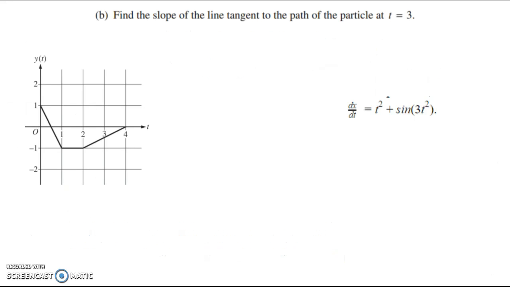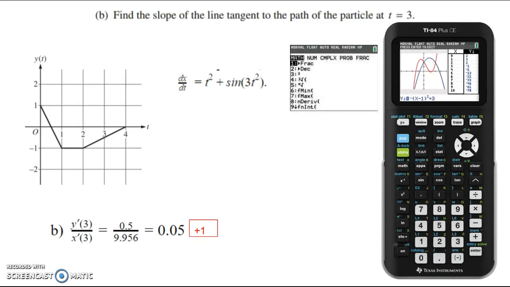Part B asks you to find the slope of the line tangent to the path of the particle at time t equals 3. For this problem, it's important that you differentiate between what a velocity vector is and what the slope of the tangent line is. The velocity vector is written in the form x prime of t, y prime of t, and it gives the velocity of the x values and the y values with respect to time. The slope of the tangent line is the slope the line would be if you were to draw the line on the graph. It does not mean velocity. This is a very important differentiation to make.